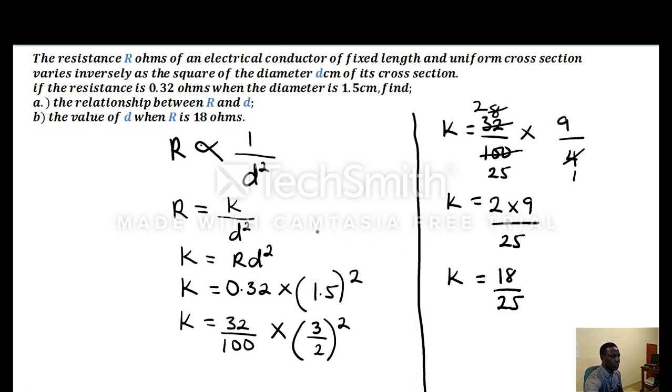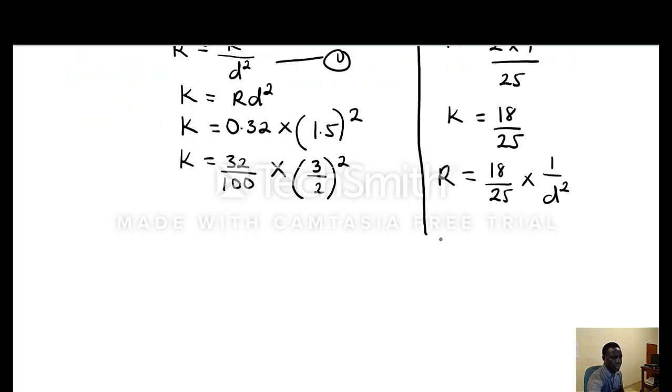I'm going to resubstitute it into this equation to get the relationship between R and D. So therefore, R is equal to K, which is 18 over 25, multiplied by 1 over D squared. So that when you simplify, you have R equal to 18 divided by 25D squared. So this is the relationship between R and D. Let's go to question B.